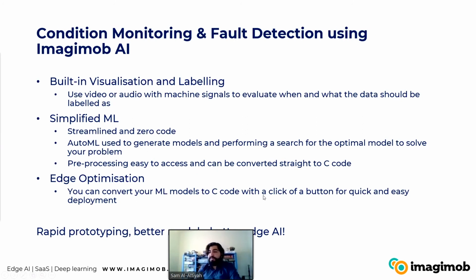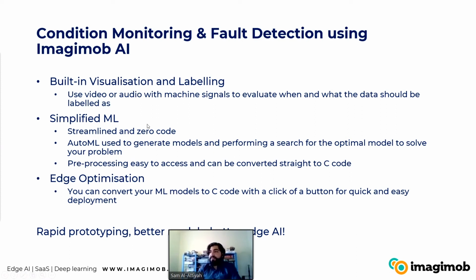So to summarize how you can use Imagimob AI and why it's useful for these kinds of projects, these are the big three points. One is that by having a ready-to-go visualization, you can see clearly what's going on with your data, and you can easily apply labeling to it. We also have very simplified machine learning. You have an auto ML, which allows you to build models with zero code. So you're ready to go straight away.